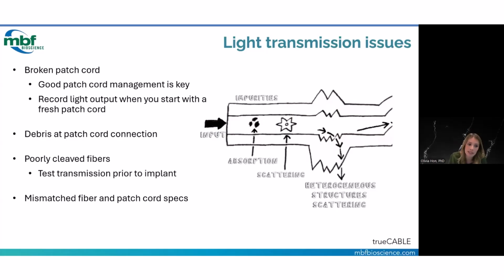Another common thing I see is that people use patch cords and implants that have mismatched optical specs. So you want to make sure you match the core diameter and the numerical aperture. And the last thing is rotary joints. Avoid them if you can. Start without, add it in if necessary. If you're not picking up a good signal without one, don't add it in. It's not going to make anything better.